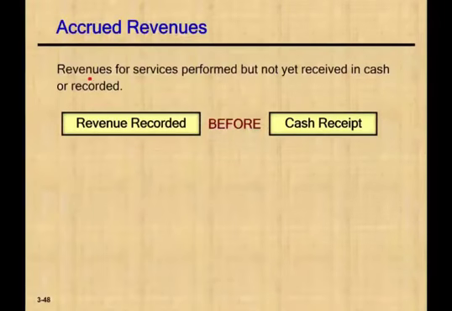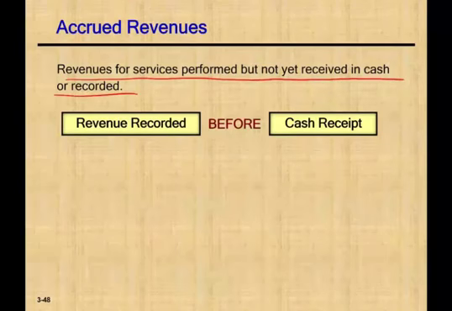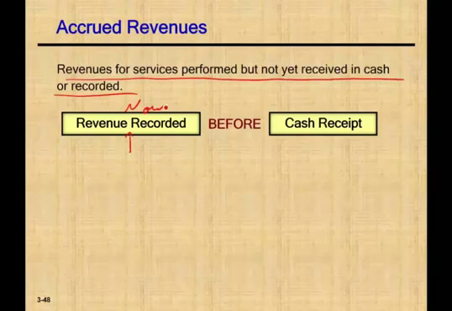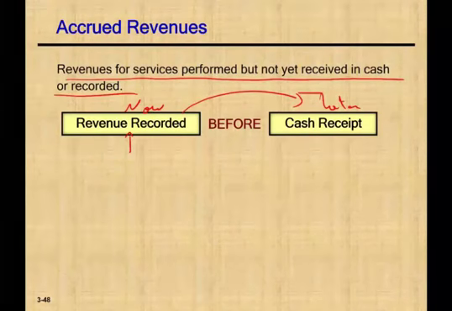So how does it work? Revenues for services performed but not yet received in cash or recorded. So this is what accrued revenues is. So you did the work, but you did not receive the cash nor billed the client yet. So you would record the revenue now. So you record the revenue now, and you will get the cash. You will get the cash later.